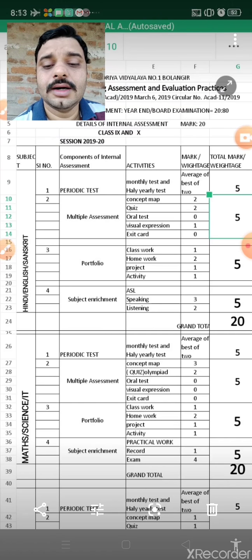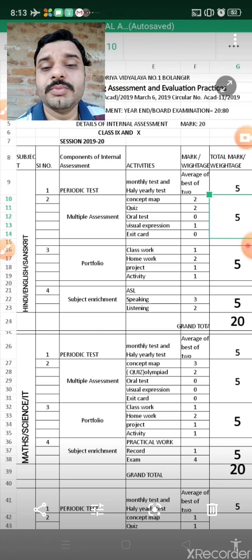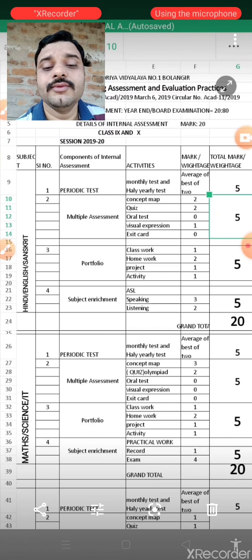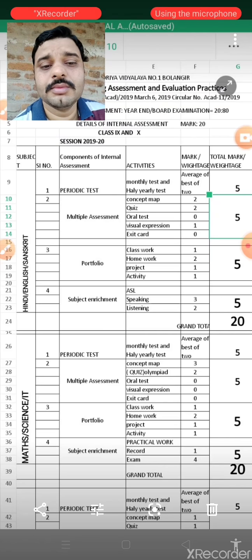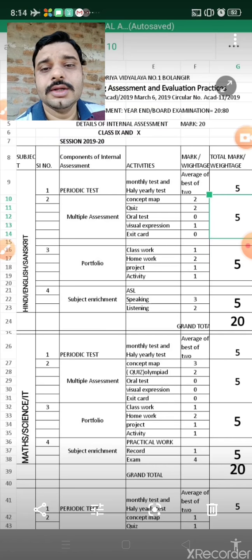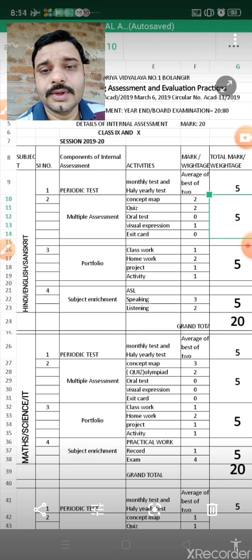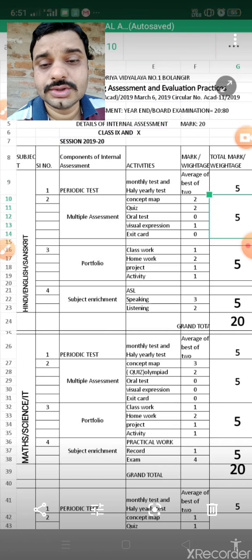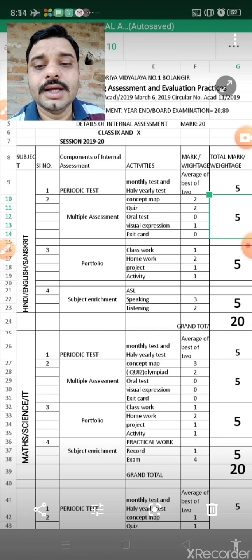And there is another part, that is subject enrichment, ASL, assessment of speaking and listening. We conducted this last year for class 10 students. For speaking, you will be given some topics. You have to speak in support of the topic, or against or opposing the topic. And for listening, you will be given an audio piece, or some audio record. You will be exposed to that, and after listening to the audio, you have to answer some questions provided to you separately. So all these add up to become 20 marks of your internal assessment.